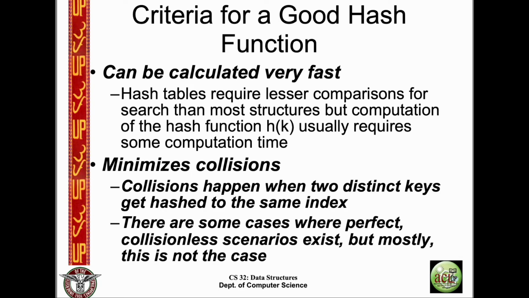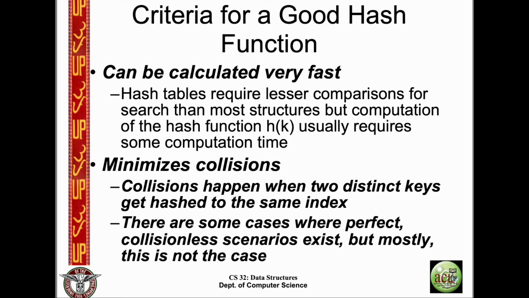Computing h of k usually requires some computational time. For example, if we have a polynomial of degree n for our h of k, we know from our previous lecture that computing p of x will take linear time. So that's not a good hash function. The next criterion is it should minimize collision. A collision happens when two distinct keys get hashed to the same index.